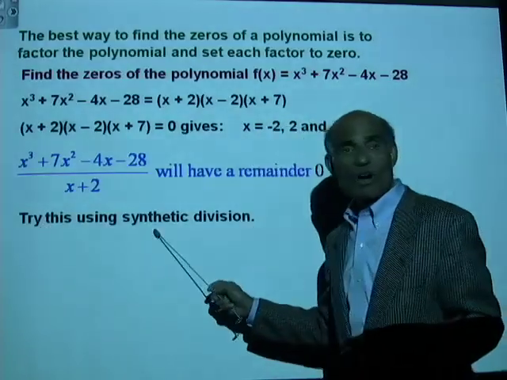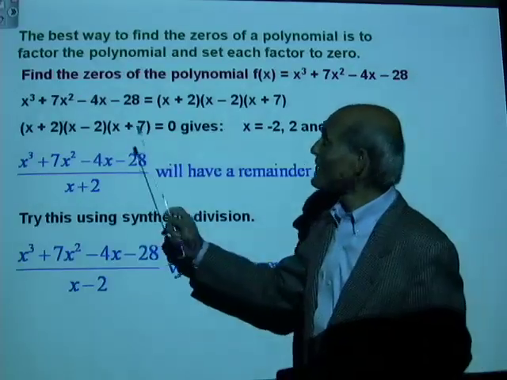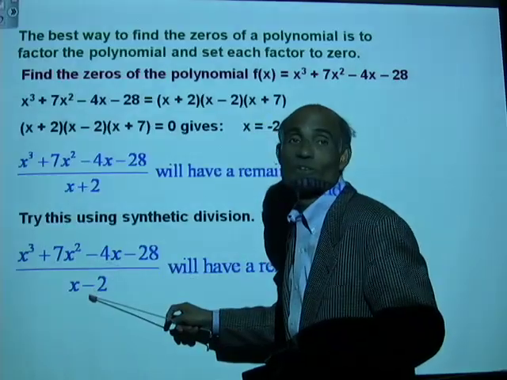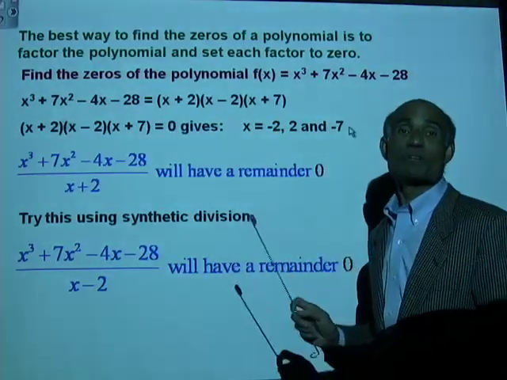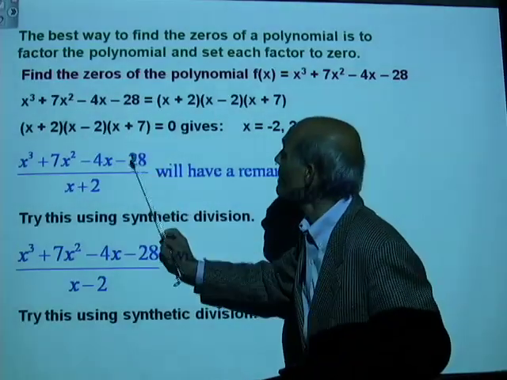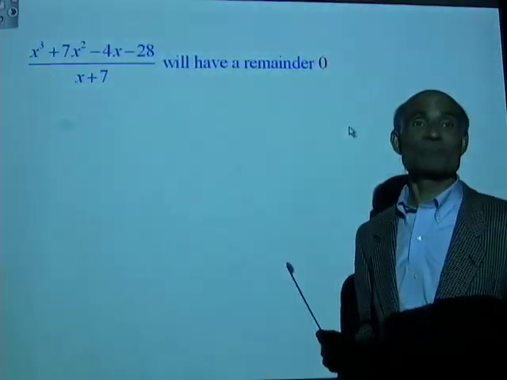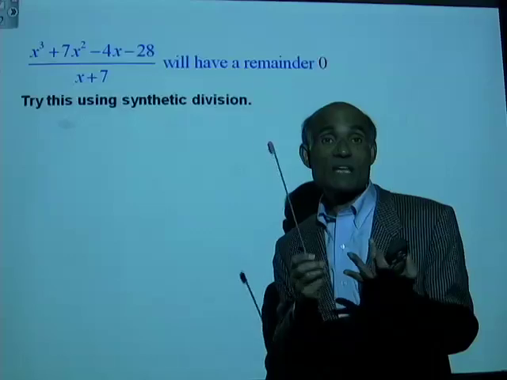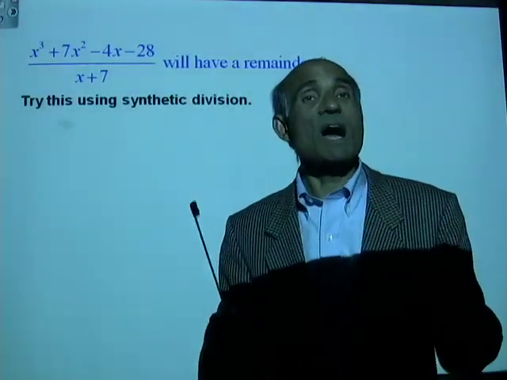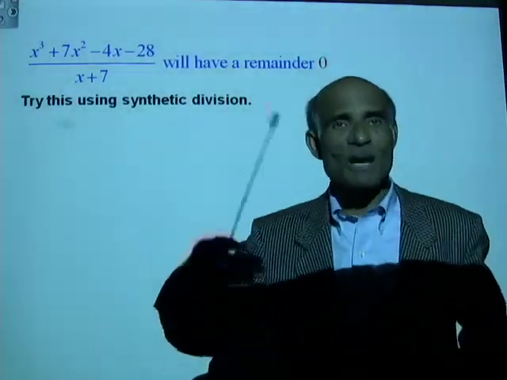Now, try this on your own by using synthetic division. That would be a good way to practice it. In the same way, if you divide the polynomial by x minus 2, again, the remainder will be 0. Try this on your own. And if you divide the polynomial by x plus 7, again, the remainder will be 0. Alright? Now, there are 3. Divide the polynomial by x plus 2, x minus 2, and x plus 7, and use synthetic division to try those so that you can practice that method.